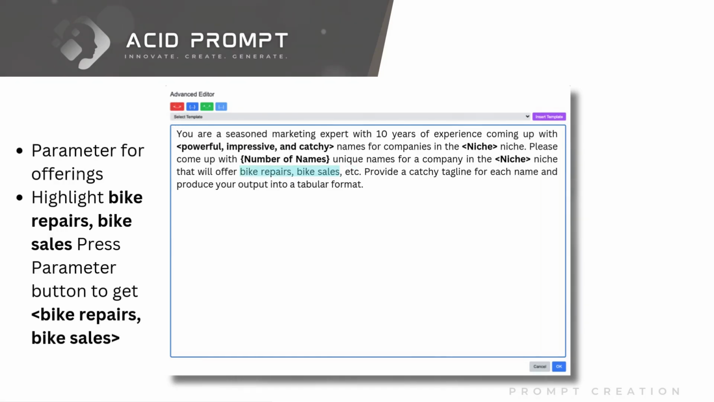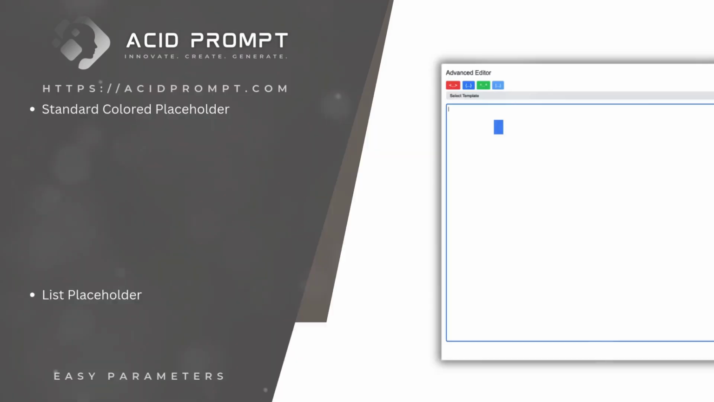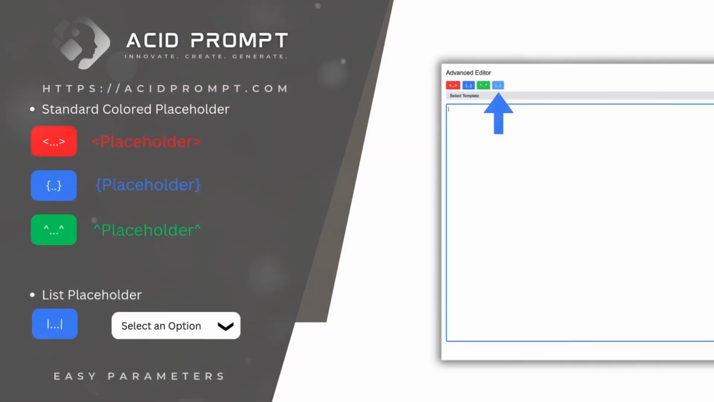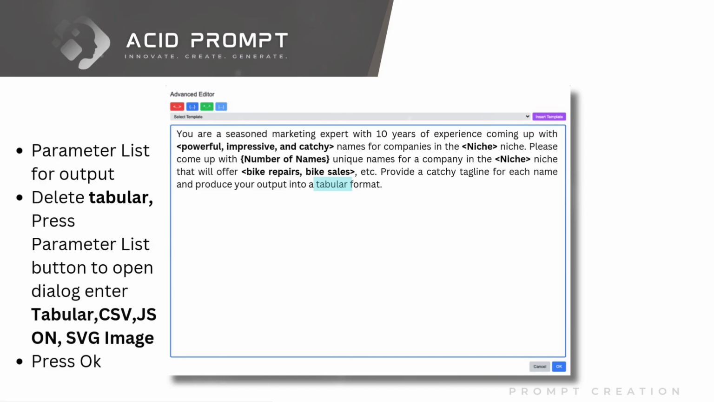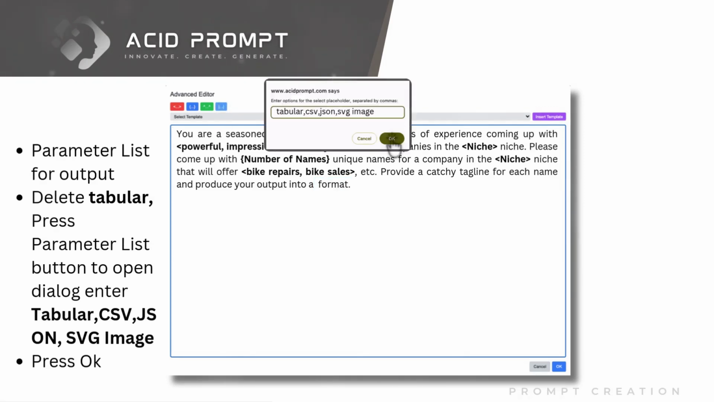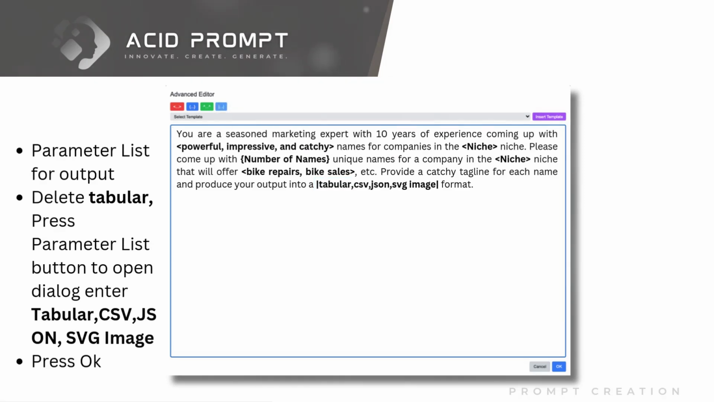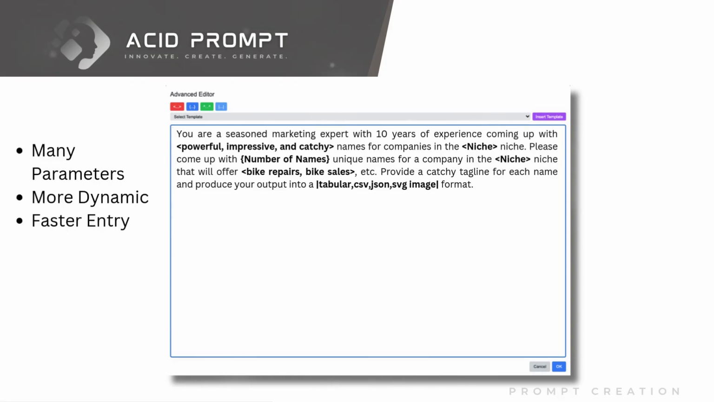Finally, it's a good idea to make a drop-down list for the potential outputs in case we want to generate different types of outputs for this prompt. Delete tabular, then press the 4th button and type tabular, CSV, JSON, SVG image. Next, press OK to complete the drop-down parameter. Here's what we have now.